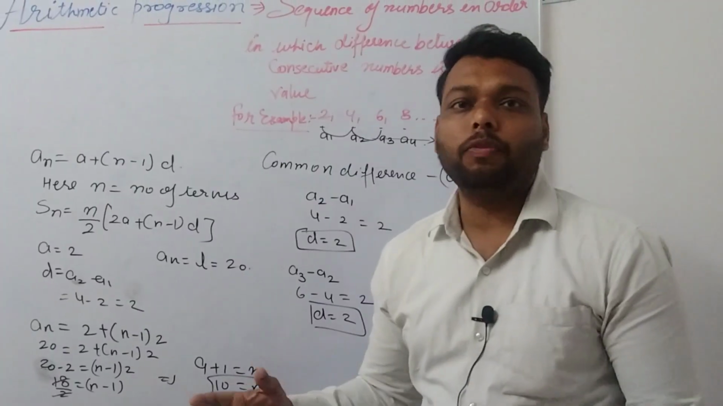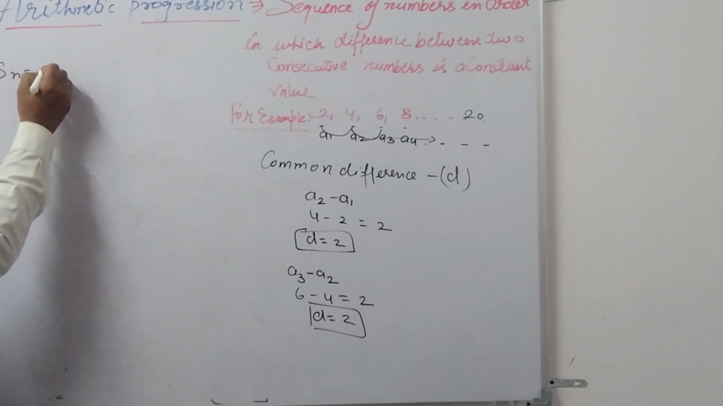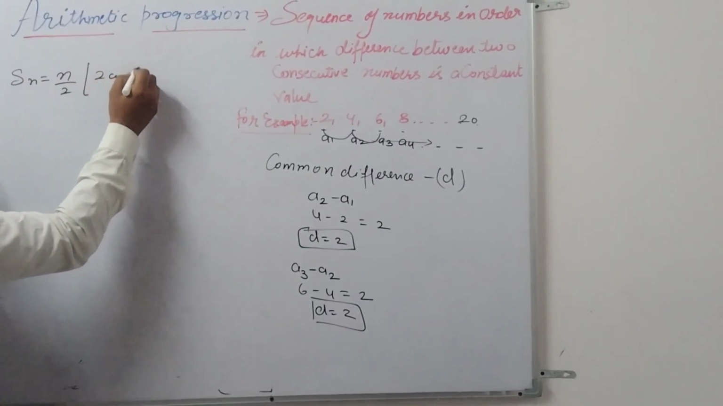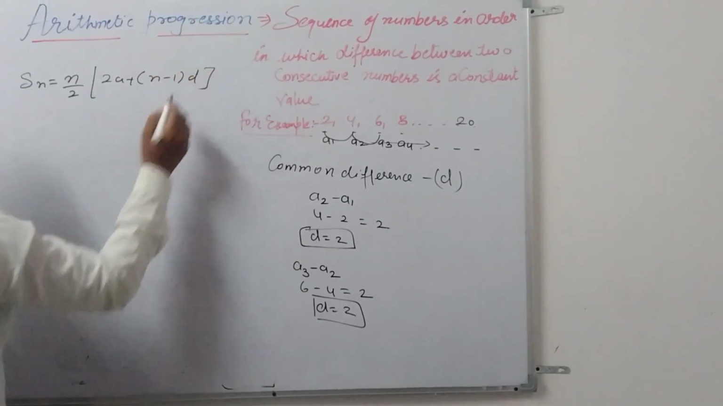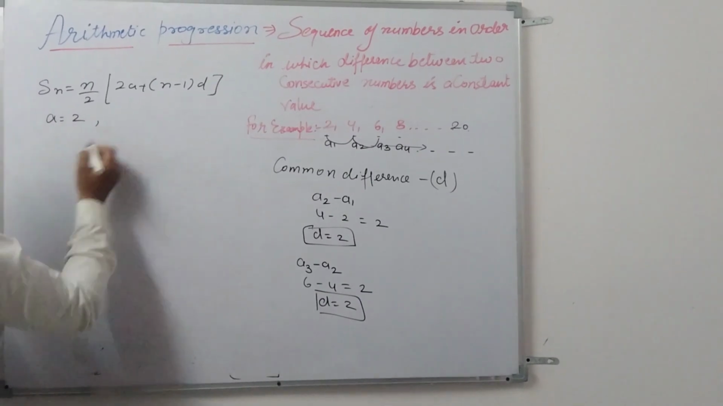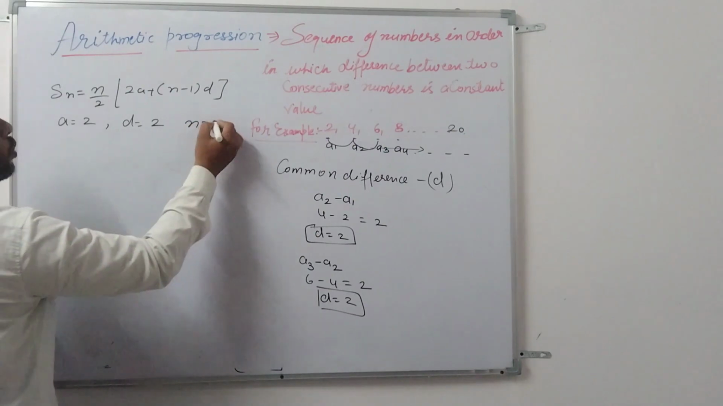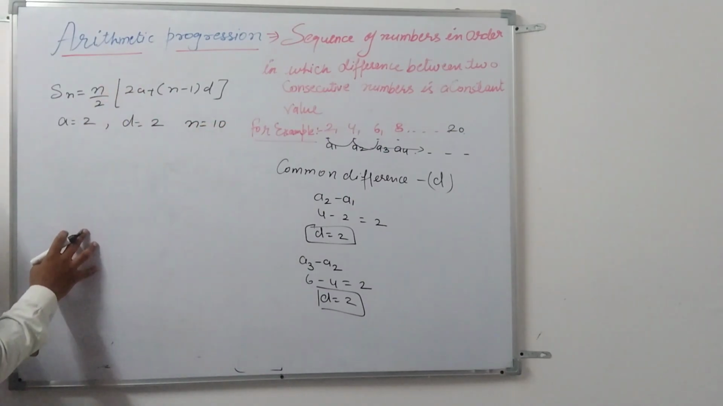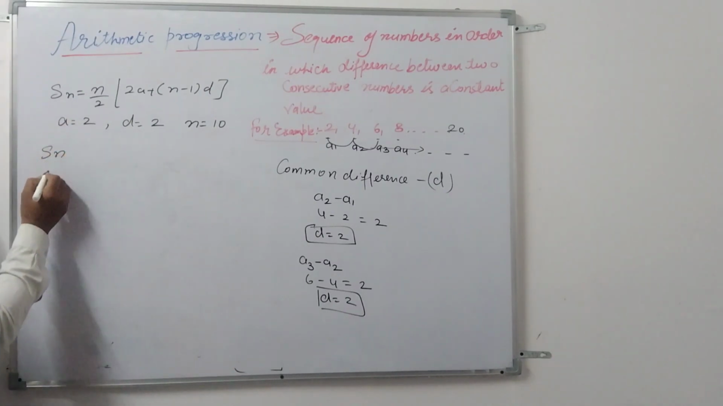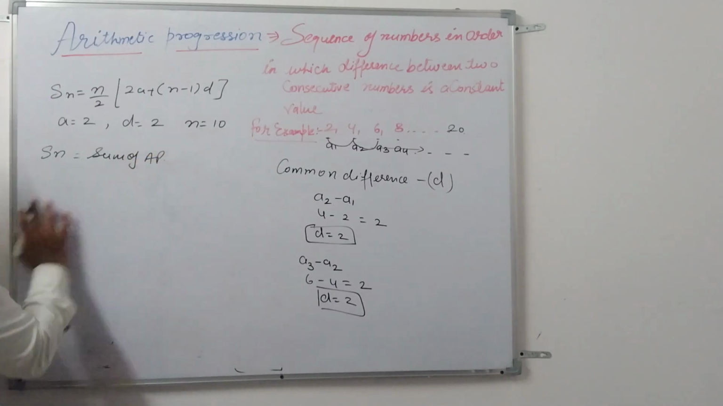Now find the sum of this AP, that is Sn. I have told you the formula: Sn equals n upon 2 times (2A plus (n minus 1) D). Here our A is 2 and our D is 2. We have found n equals 10. Let's put all the values in this formula, then we'll get Sn. Sn is the sum of the AP. That is the full form.